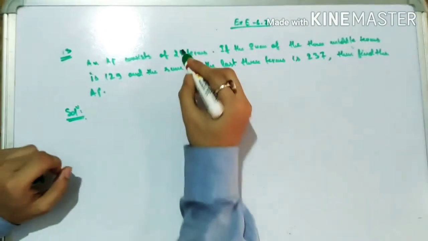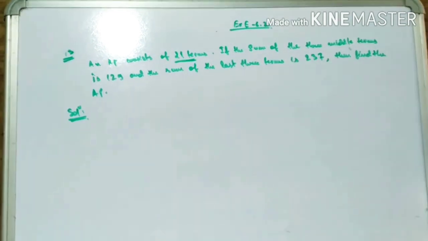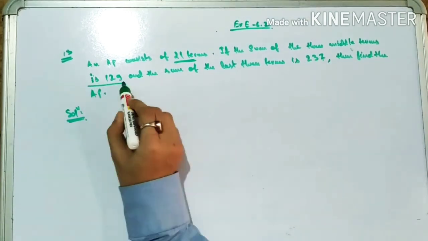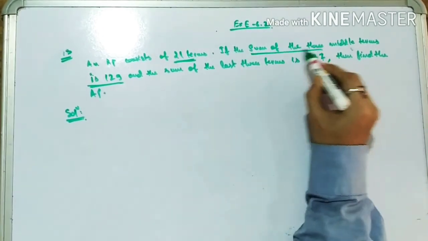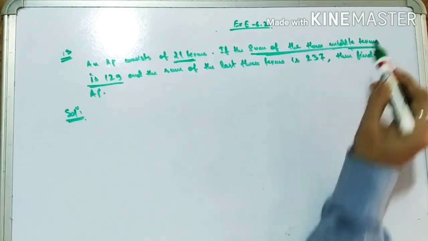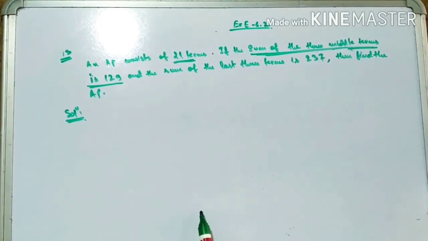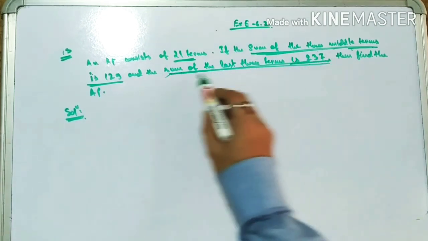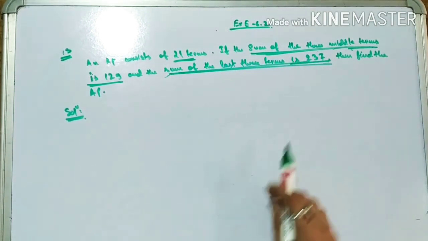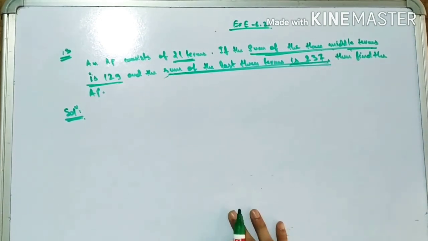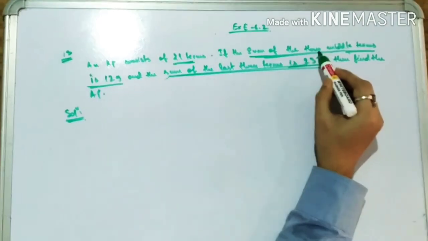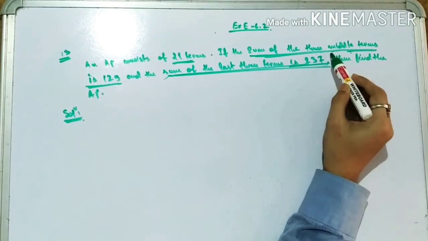Okay, an AP consists of how many terms are there? Total number of terms, 21 terms are there. If the sum of the three middle terms is 129, and the sum of the last three terms is 237, I have to find the AP. So you see, an AP consists of 21 terms. You see, three middle terms. Okay, three middle terms.